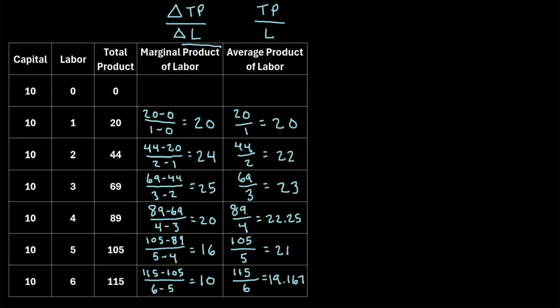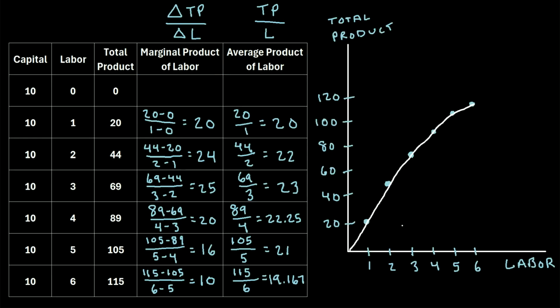Now, once we've calculated both the marginal product of labor and the average product of labor, something interesting that we can do is plot these values on a graph. So here's what that looks like. If we create a graph where the y-axis shows the total product and the x-axis shows our total units of labor, we can graph each combination of labor and total product from this table right here. What we'll notice about the slope of this curve is that it starts out really steep, but then it starts to level off and get flatter and flatter as we go on.